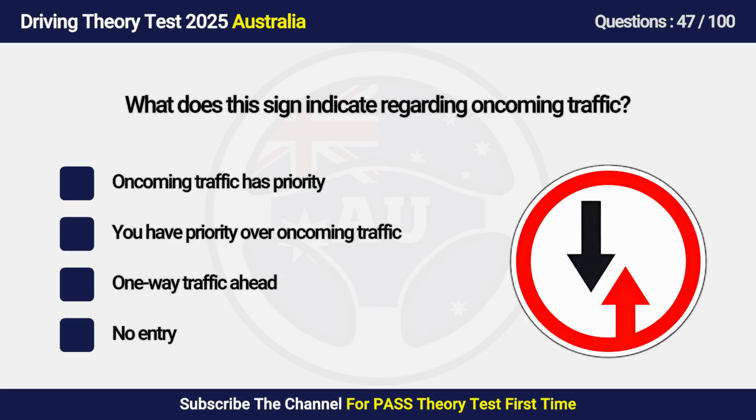A. Oncoming traffic has priority. B. You have priority over oncoming traffic. C. One-way traffic ahead. D. No entry.